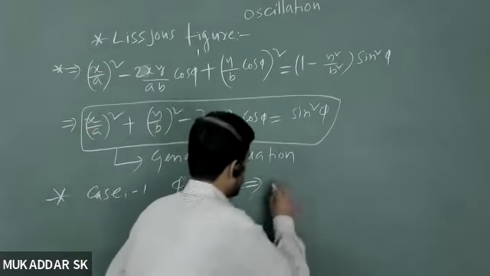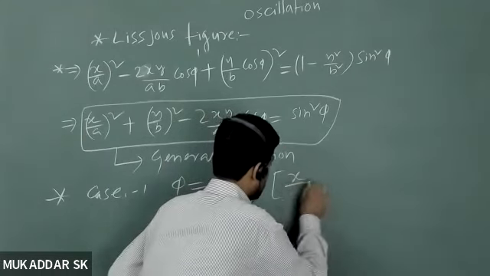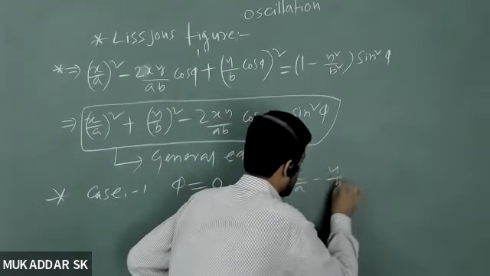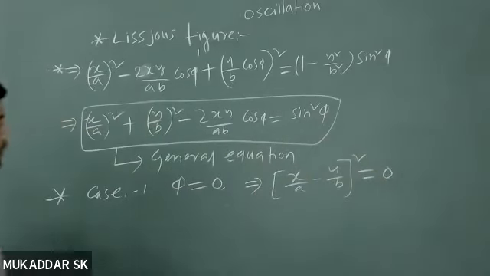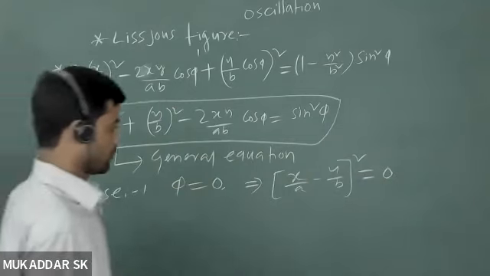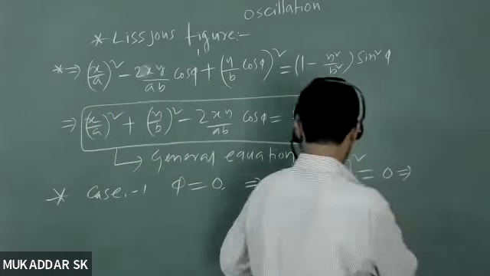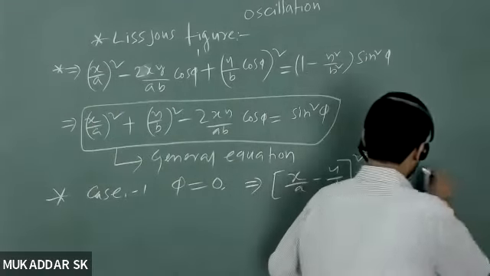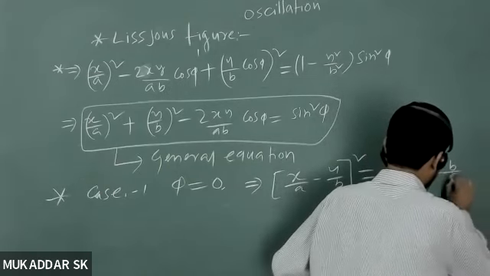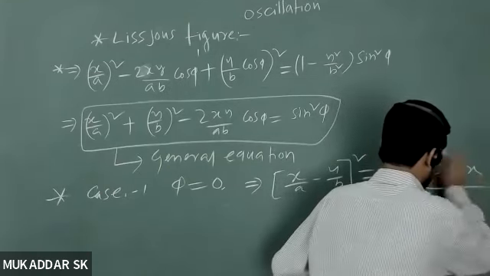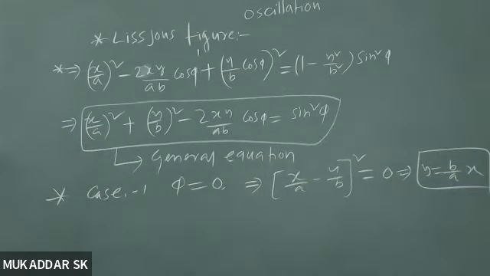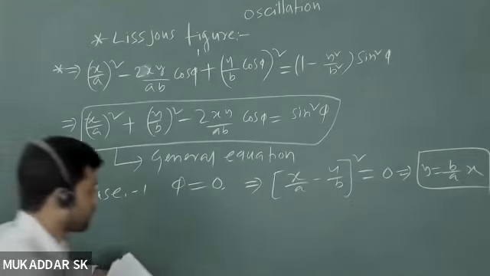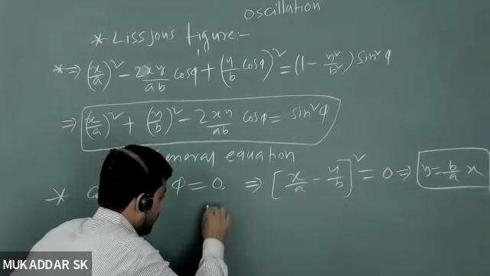So I can write (x/a − y/b)², that should be equal to 0, because sin phi is 0, so sin² phi will also be 0. So from this equation further I can write y equals (b/a) x. So this is the equation of what? Straight line. So the trajectory will be a straight line.